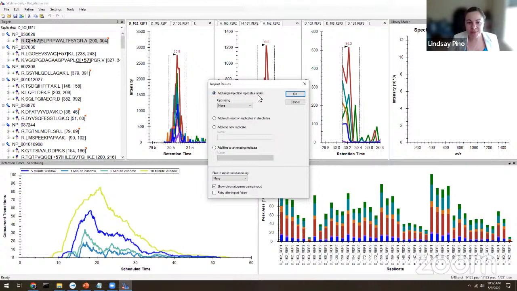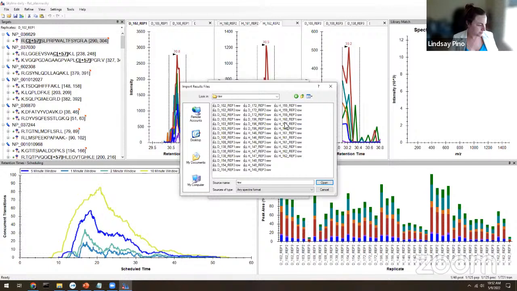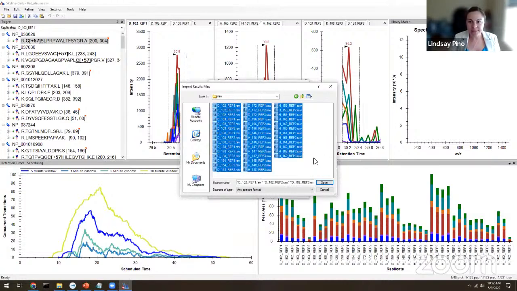So in this Import Results window, we're going to keep the radio button at add single injection replicates and files and hit OK. Now it's going to pull up a file browser window. Navigate to wherever your tutorial files are and go to the raw folder and click on just the first raw file. That's D_102_rep1. Then you can hold down the Shift key and grab the last one.